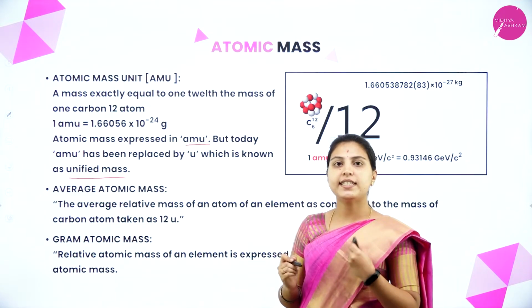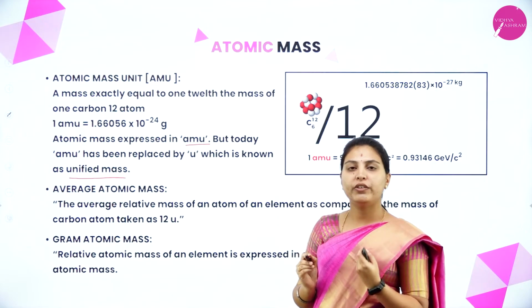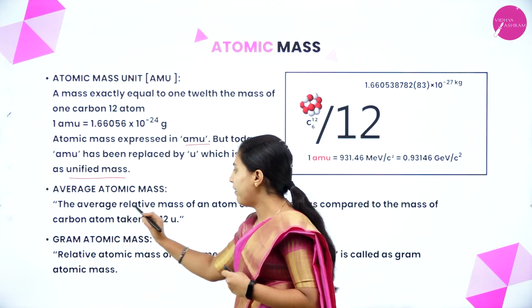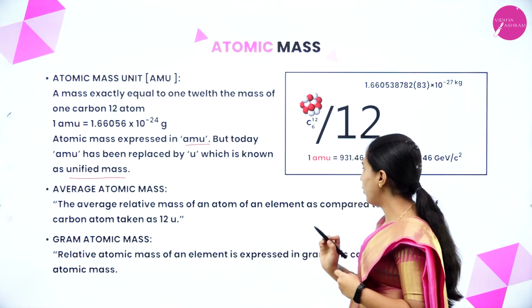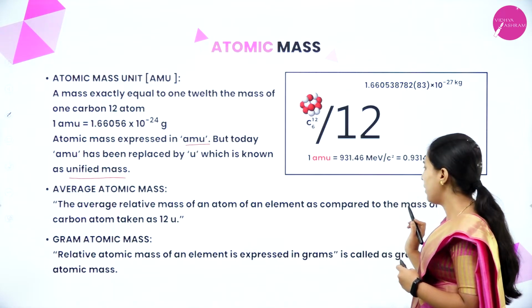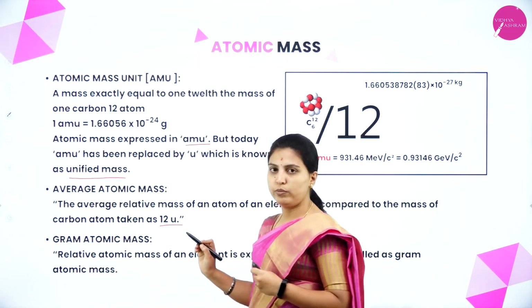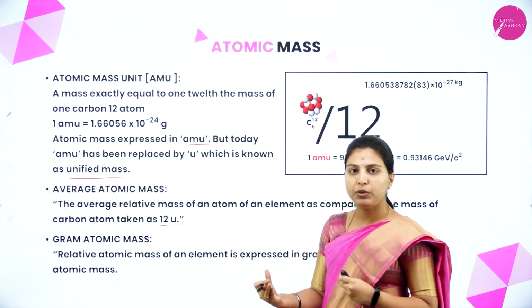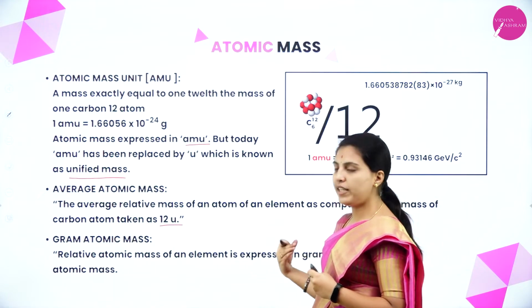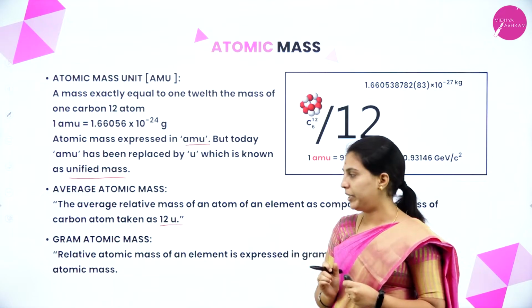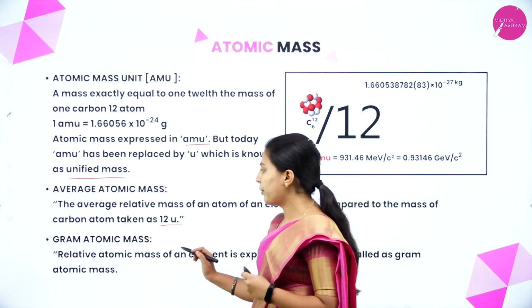You can call it AMU also, or unified mass. What is the average atomic mass? The average relative mass of an atom of an element as compared to the mass of a carbon atom taken as 12 U. If you take 12 AMU on one side, the remaining side will be the average atomic mass of the particular element.